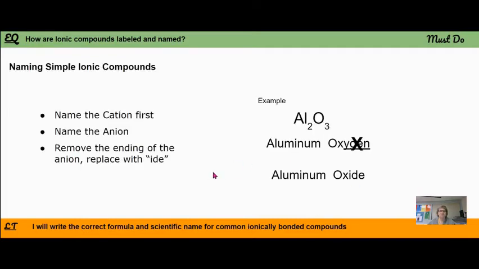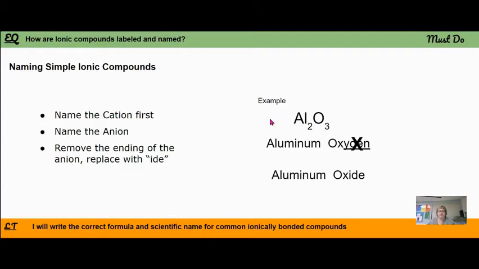Okay, so when you're making a chemical name, the first thing you want to do is write the name of the cation, followed by the name of the anion. Basically, the name of the metal followed by the name of the anion, the non-metal. Then remove the ending of the non-metal and replace it with IDE, ide.